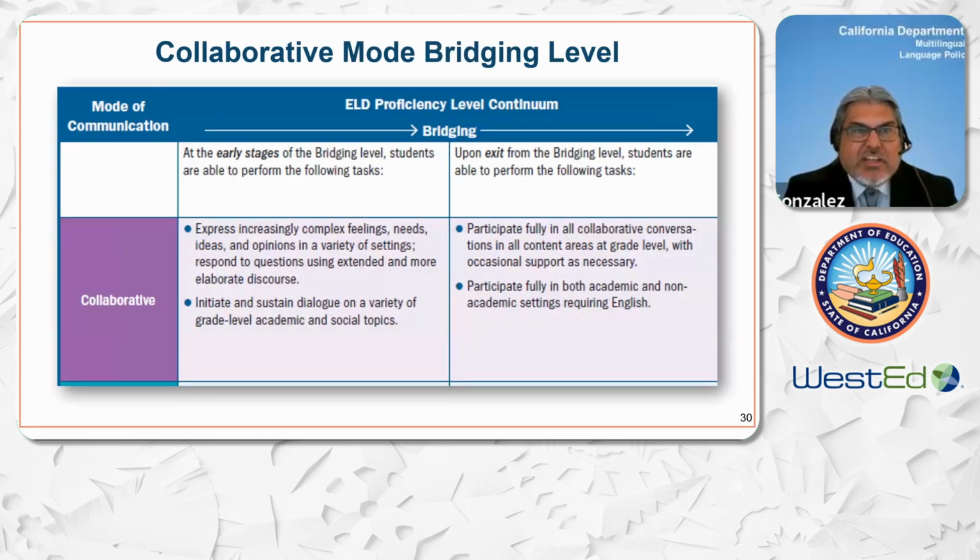The image on the slide shows the bridging level in the collaborative mode of communication from page 22 of the California ELD Standards publication. At the early stages of the bridging level, students are able to express a variety of personal needs, ideas, and opinions, and respond to questions using short sentences. They are also able to initiate and sustain dialogue on a variety of grade level academic social topics.